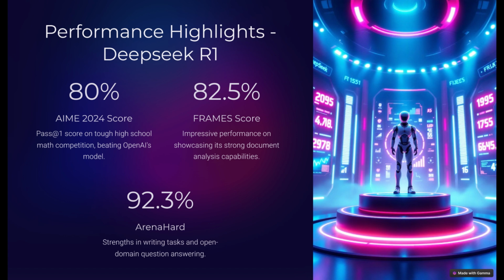So AIME, that's a tough math competition for high schoolers, right? Not your average math test. And DeepSeek R1 kind of nailed it. They achieved a pass@1 score of almost 80%, meaning it got a significant chunk of those problems right on first try. Yeah, and to put that in perspective, it actually beat out OpenAI's model o1-1217 on that benchmark.